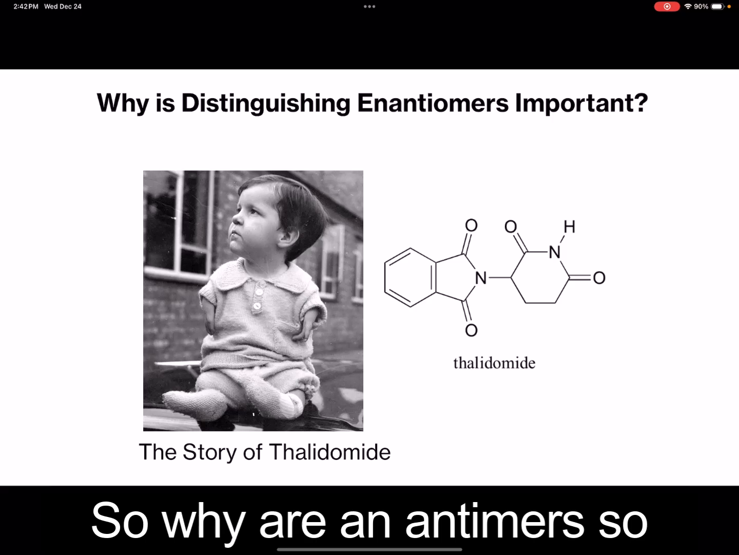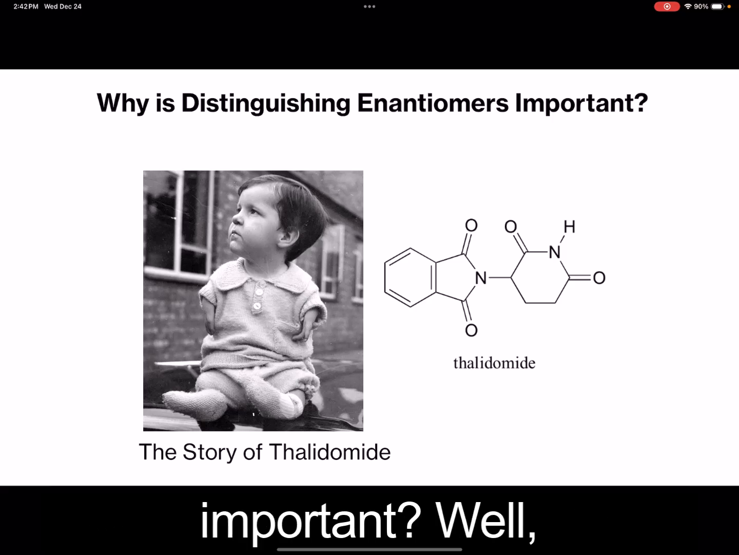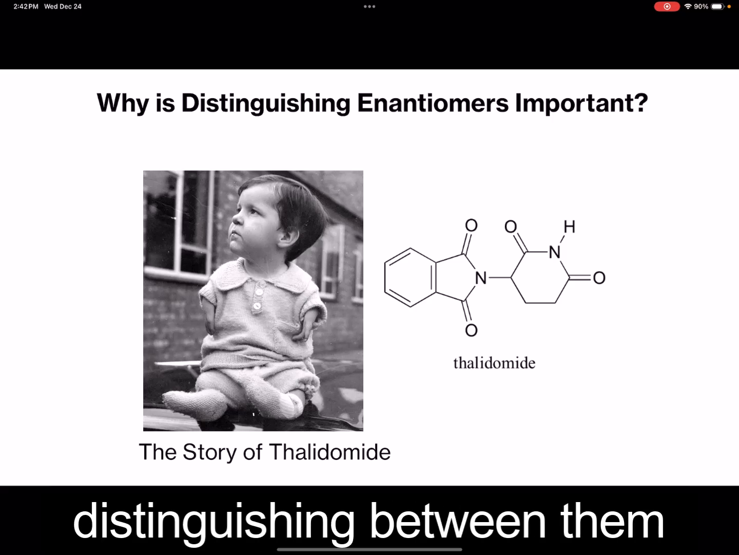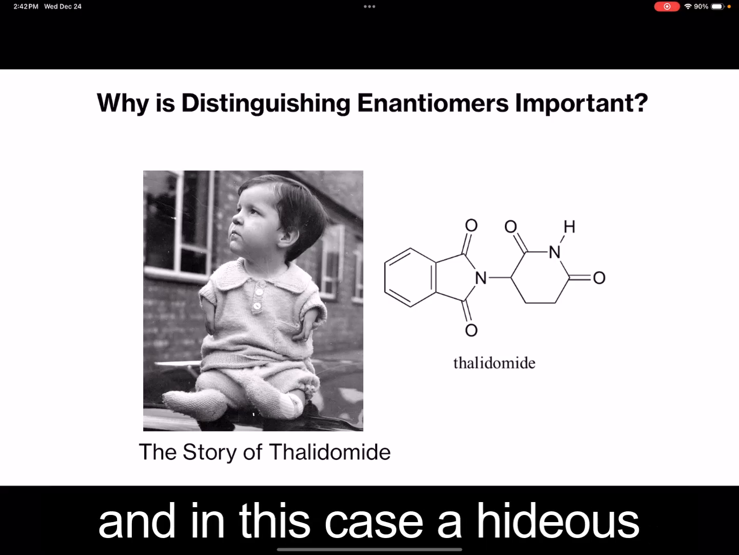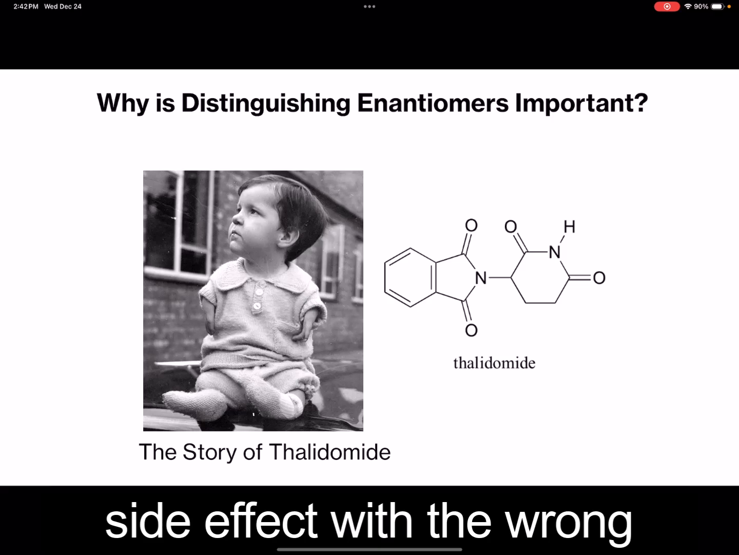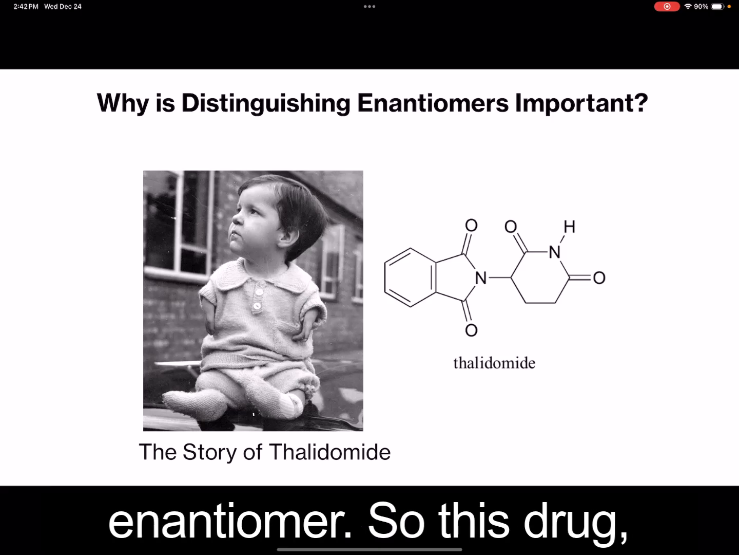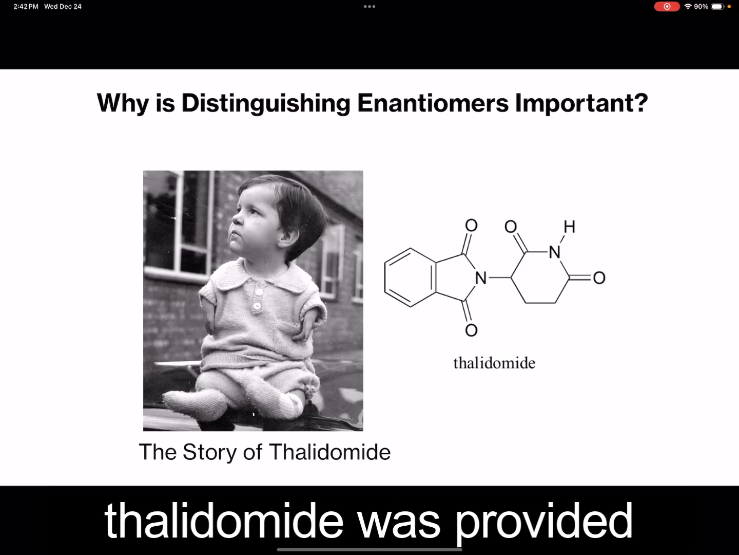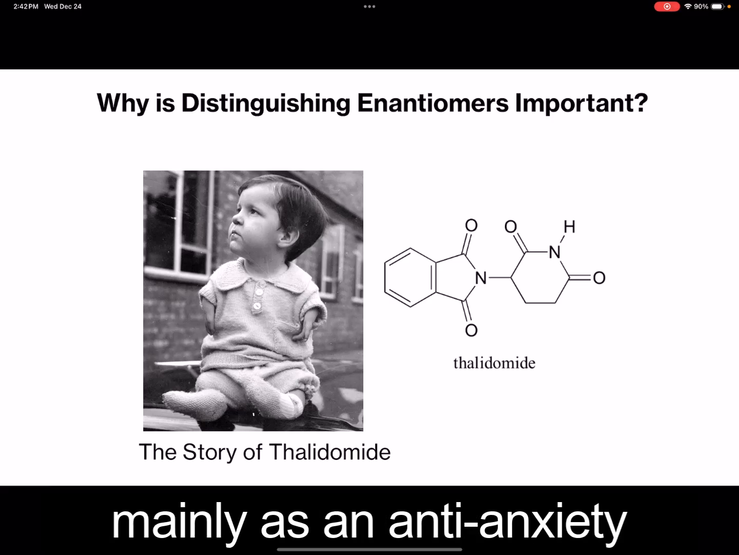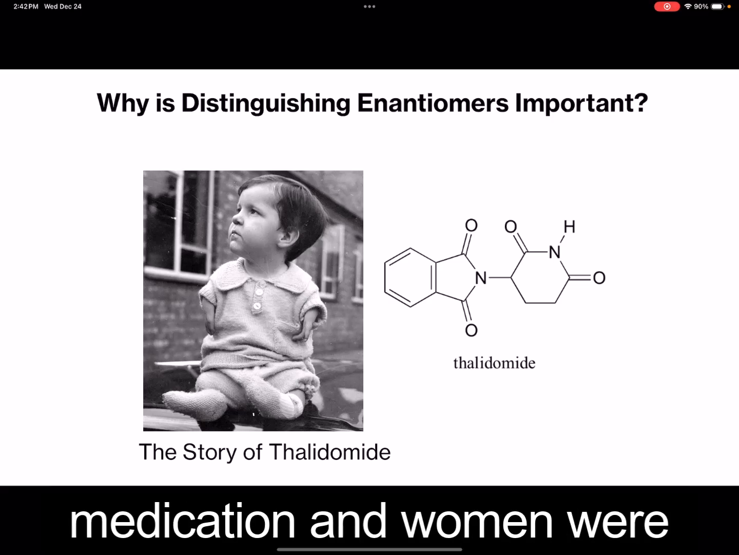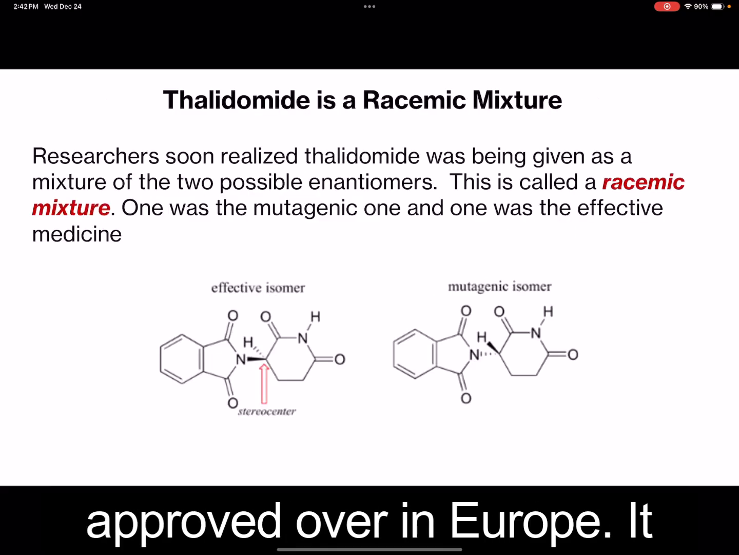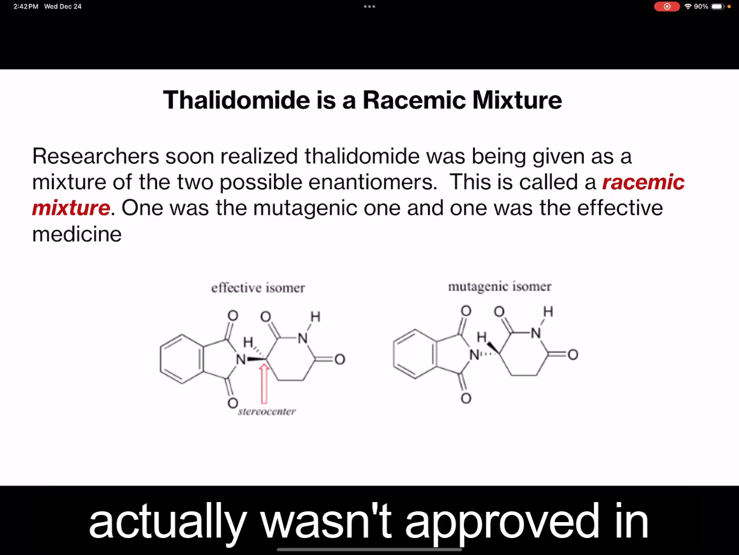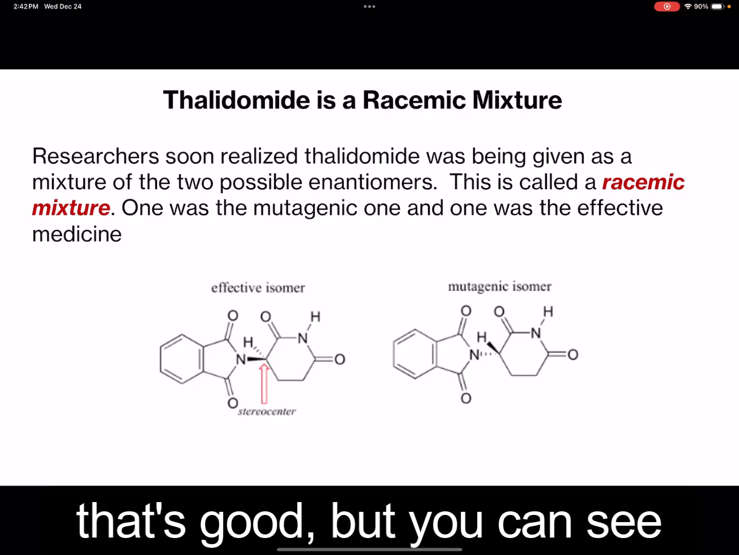So why are enantiomers so important? Well, distinguishing between them is critical for the drug activity, and in this case, a hideous side effect with the wrong enantiomer. So this drug thalidomide was provided mainly as an anti-anxiety medication, and women were commonly taking it. It was approved over in Europe. It actually wasn't approved in the United States, which is good.